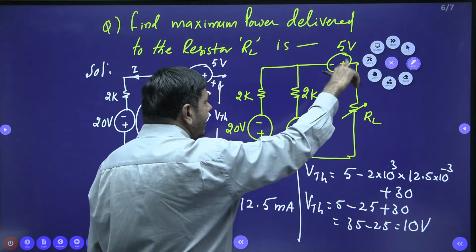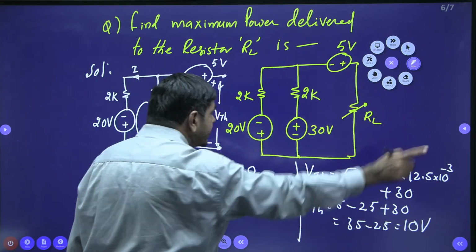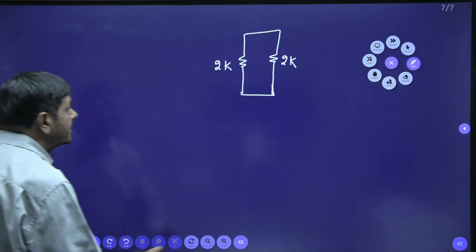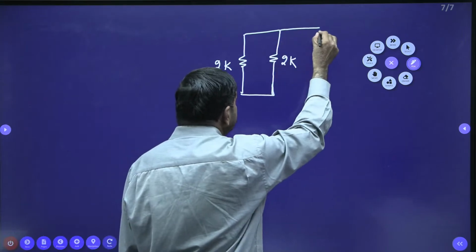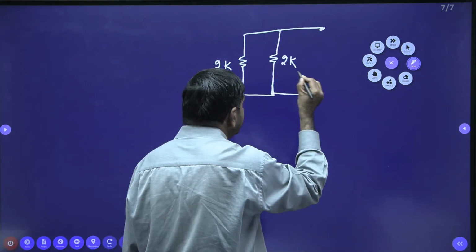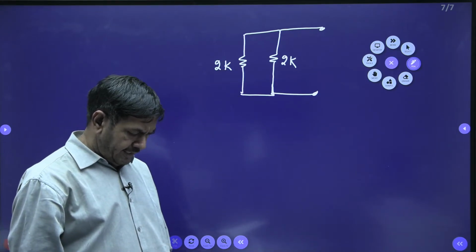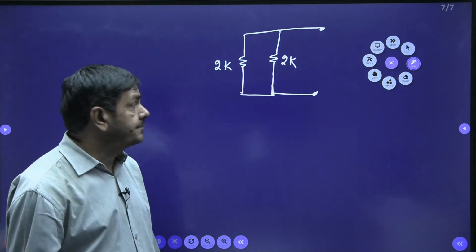I will get only RL. RL must be open circuited now. Wherever RL is given, that must be open circuited here. This must be open circuited like this. And you can determine what RTH is here now.